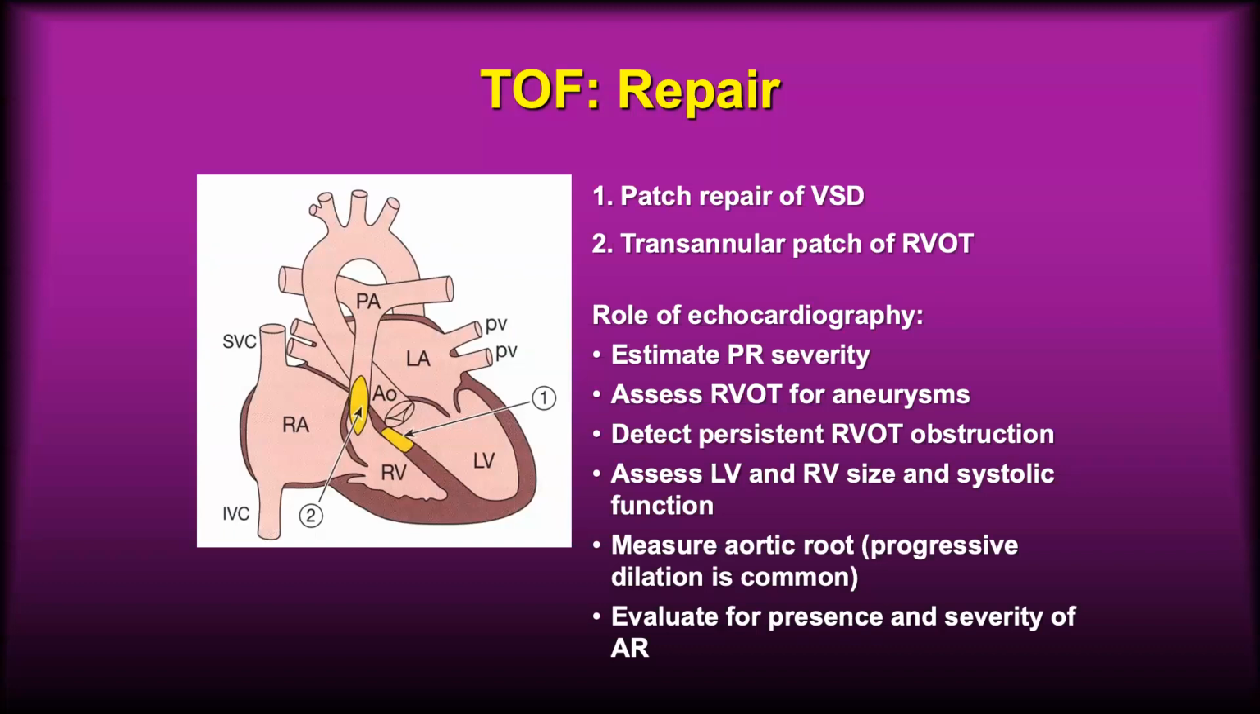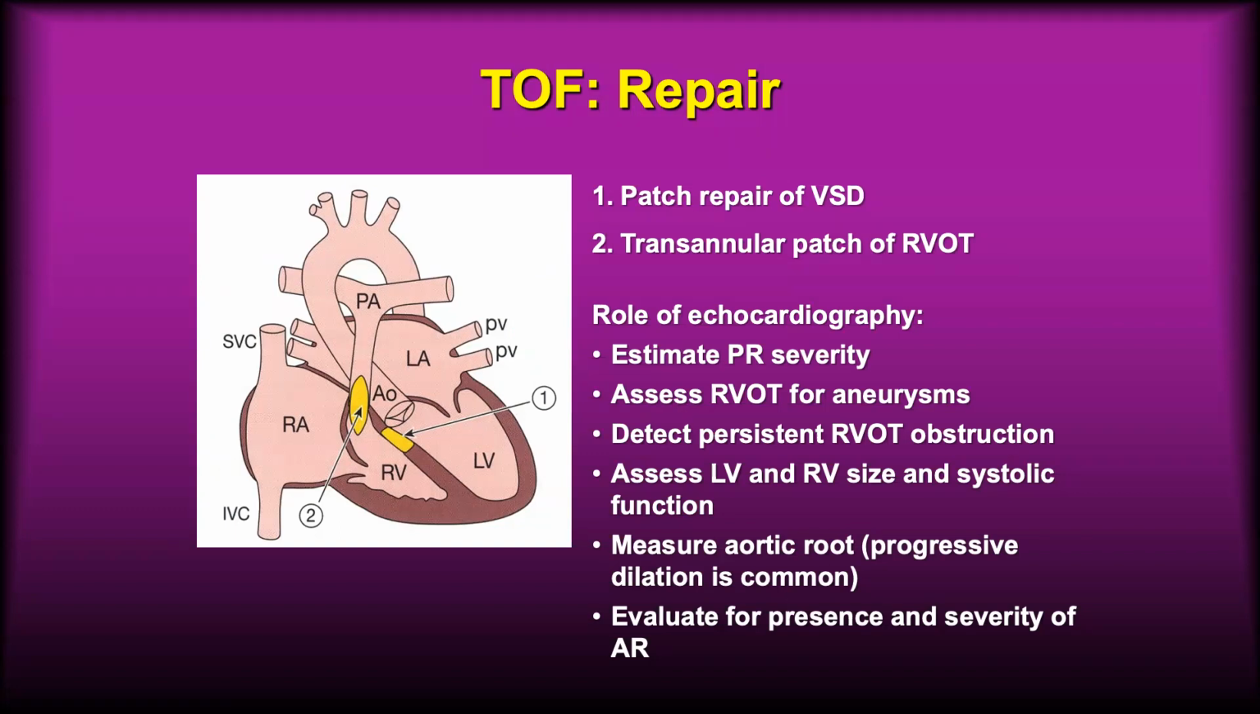So they're going to patch the VSD, and they're going to open up this RVOT and get rid of that stenosis. It's called a transannular patch. The thing is, what that does is it makes the pulmonic valve leak like crazy. So patients have to tolerate the leaky pulmonic valve.